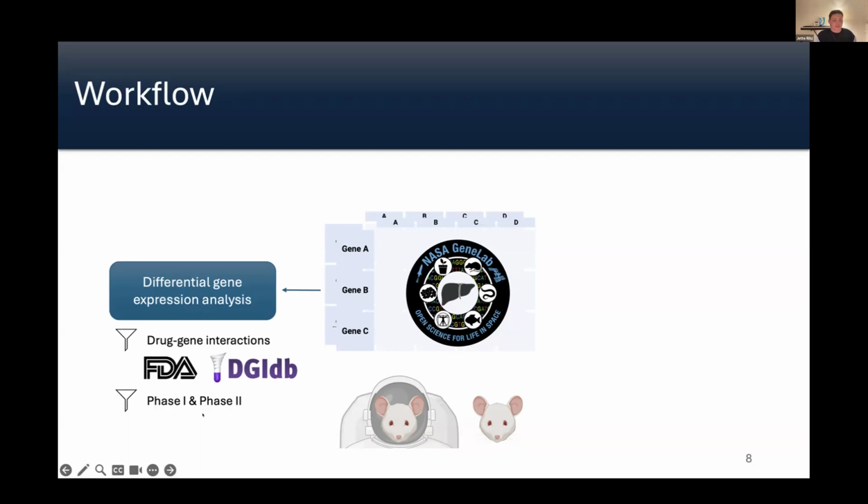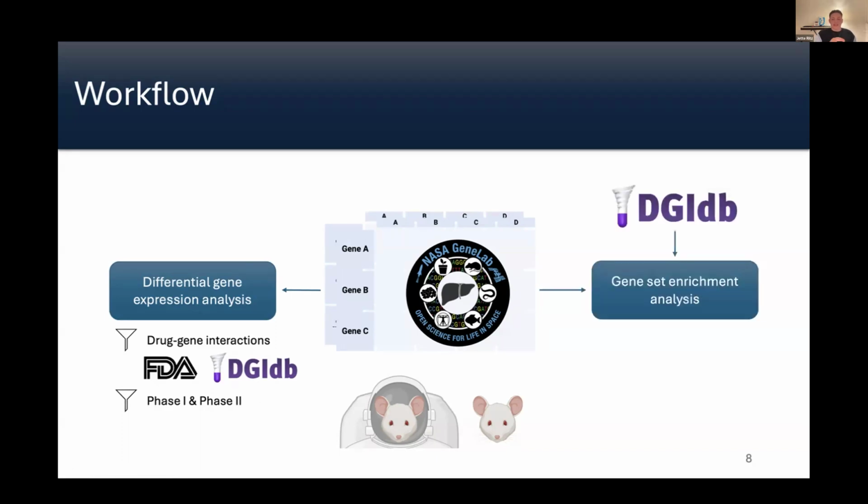And further, I filtered for genes that are encoding enzymes of either phase 1 or phase 2 of the metabolism. And then in the second step, I did a gene set enrichment analysis where I looked at gene patterns instead of single genes. And these patterns or gene sets I created by using information from the DGI database again. And in this case, one gene set included all genes interacting with one drug.